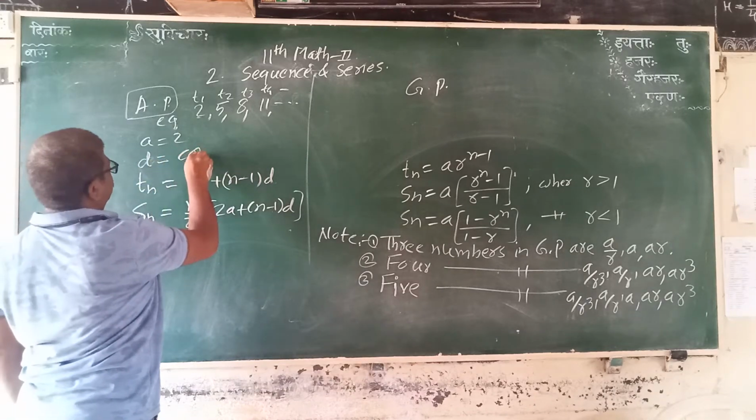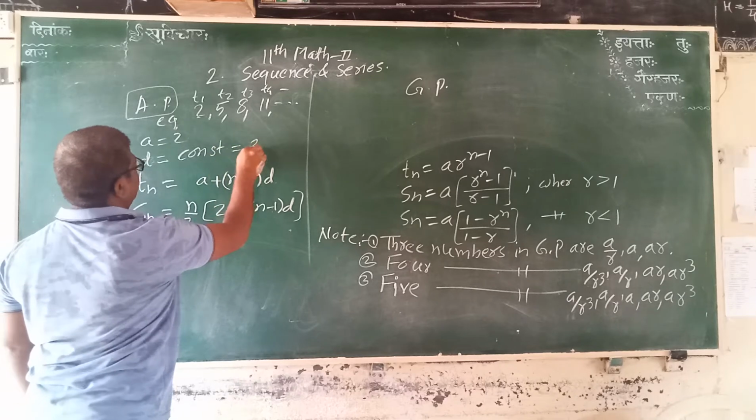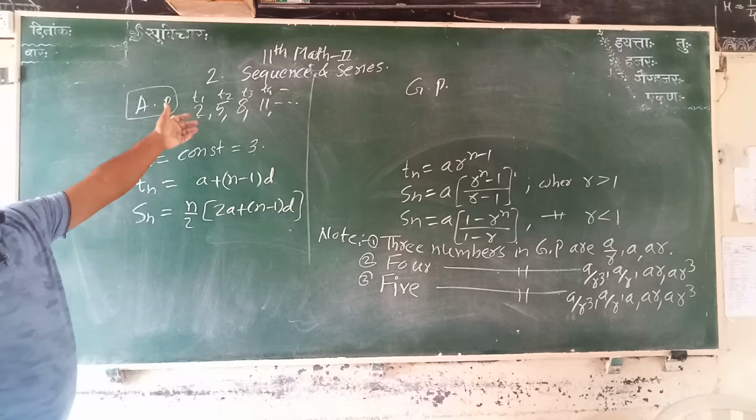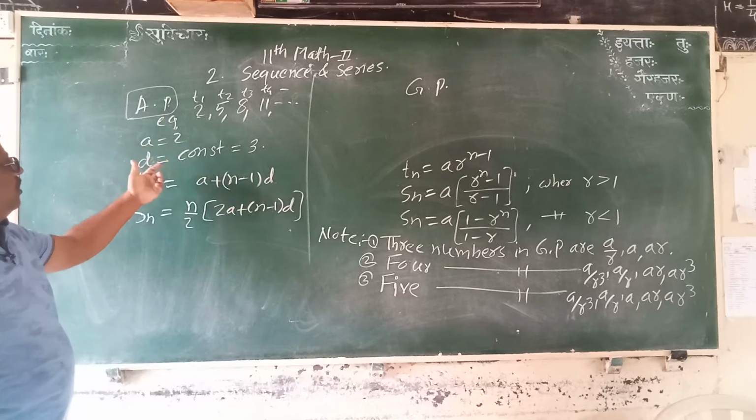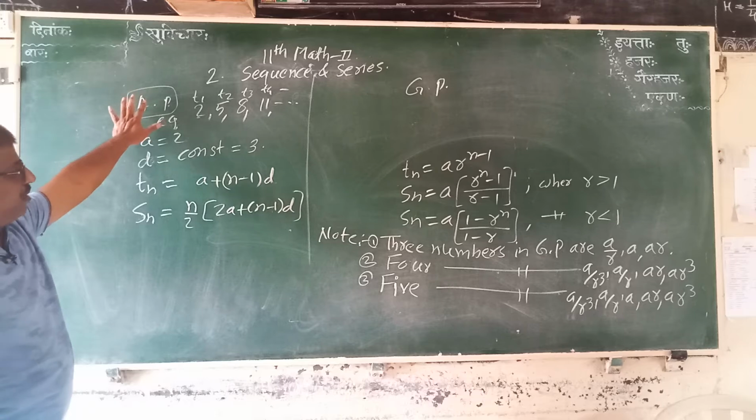Difference constant. That is equal to here is difference 3. Then in a progression we get the difference is constant. Then this progression is arithmetic progression.